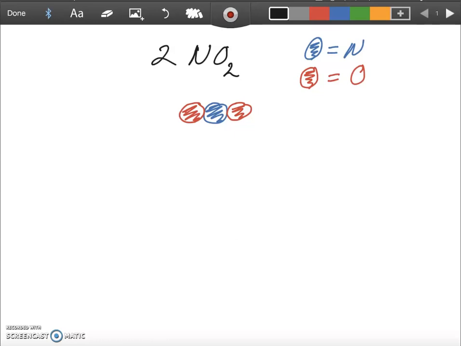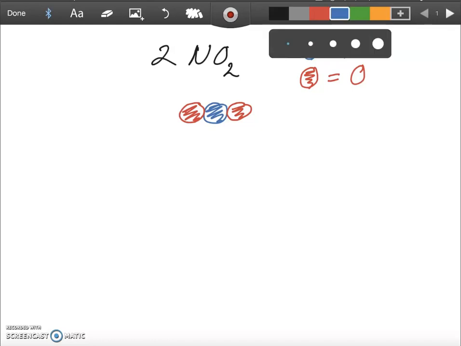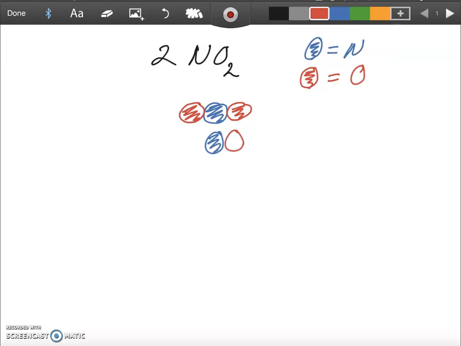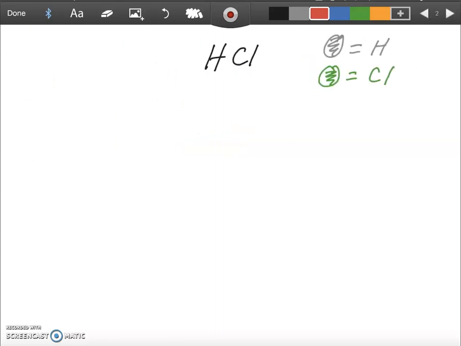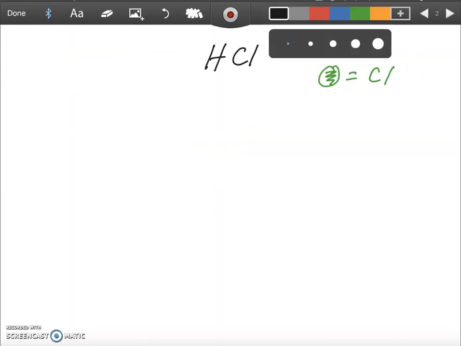If you said just draw another particulate drawing, then you're correct. We would just make another one of these. And then now we have represented 2 NO2 molecules. All right. Let's move on to the next one. Okay, here's HCl. If we have only one of these, what would the particulate drawing look like?